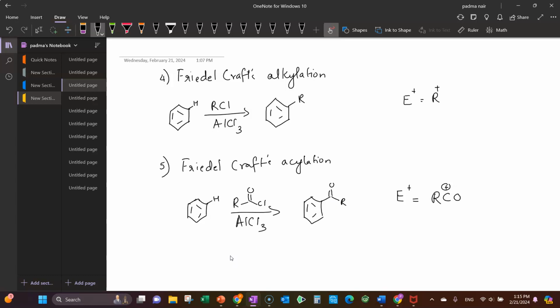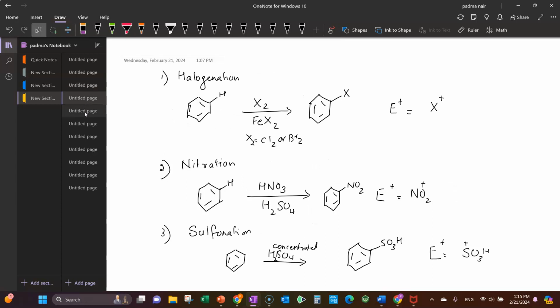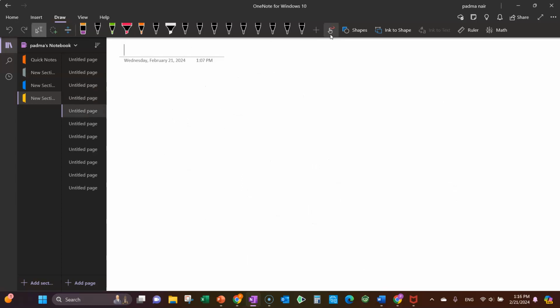So these are the 5 reactions that we are going to look at. As I mentioned before, they all have mechanisms which are very similar. The only thing that is different in each of these reactions is the formation of the electrophile. Okay? Because every reaction has a different electrophile. So let's look at the mechanism for each one of them. But you will see the pattern that except for step number 1, where we form the electrophile, the other steps are very similar. Okay? So we'll start with halogenation.